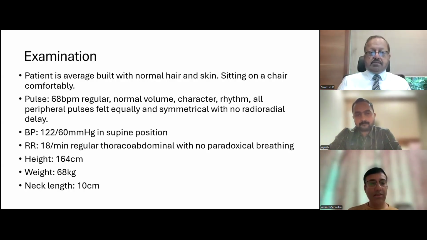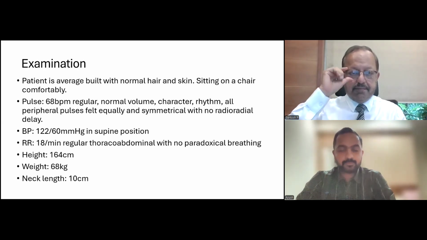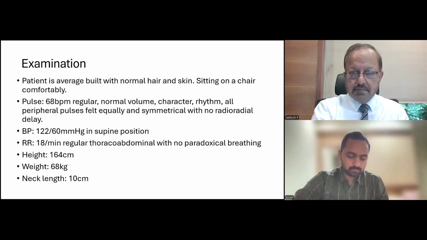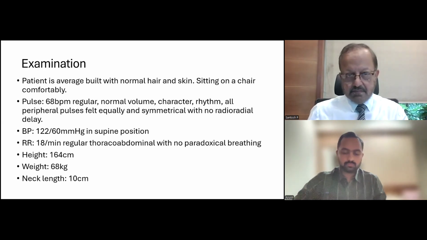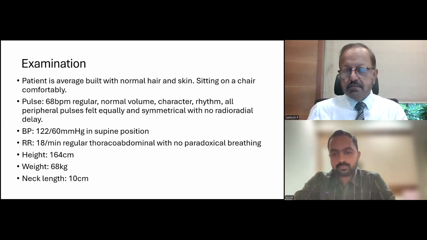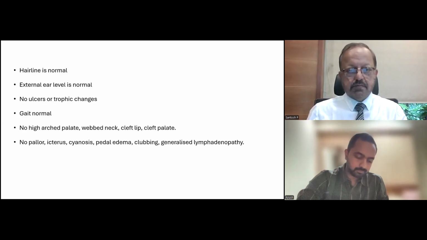On examination, the patient is average build with normal hair and skin, sitting in a comfortable position. Pulse 68 beats per minute, regular, normal volume, character, rhythm. All peripheral pulses felt equally and symmetrically, with no radial delay. BP was 112/60 in supine position. Respiratory rate 18 per minute, regular thoraco-abdominal with no paradoxical breathing. Height 164, weight 68 kgs. Neck length was 10 centimeters. Hairline was normal. External ear level is normal.